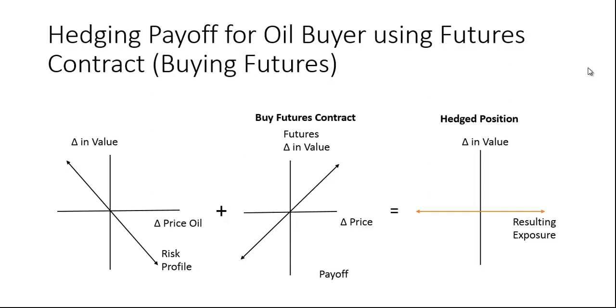Now again, in the real world, you're not going to be able to eliminate all that risk. And in some cases, you may not want to eliminate all that risk, because when you do this perfect hedge, you also eliminate this upside potential. So you may just want to reduce some of the risk to a more tolerable level.